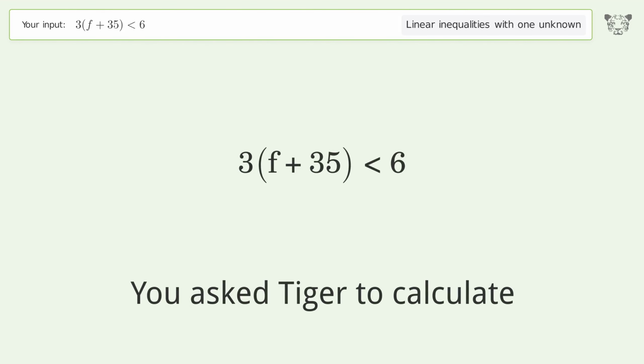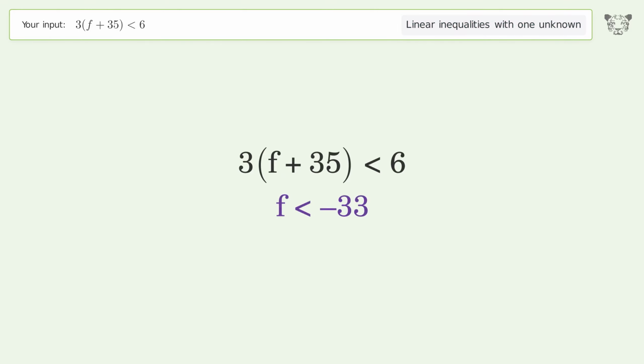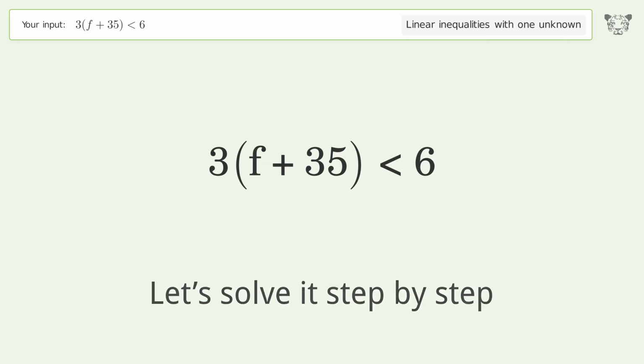You ask Tiger to calculate. This deals with linear inequalities with one unknown. The final result is f smaller than -33. Let's solve it step by step.